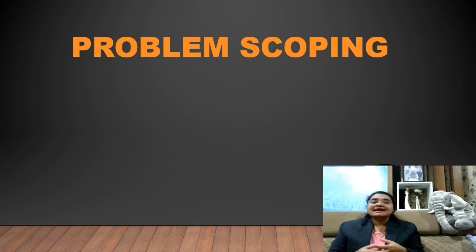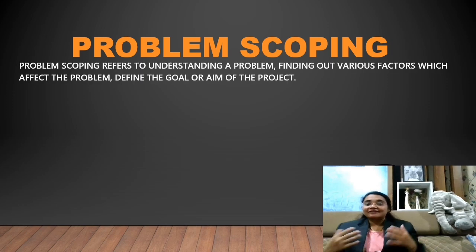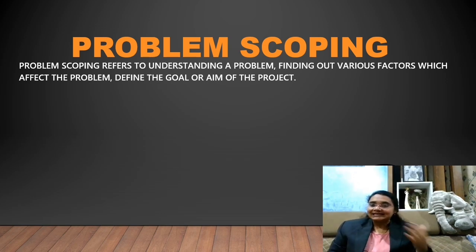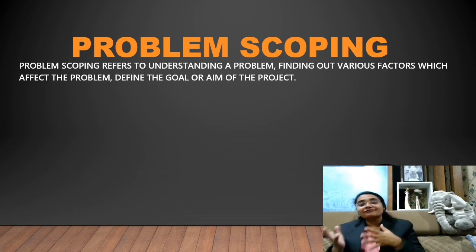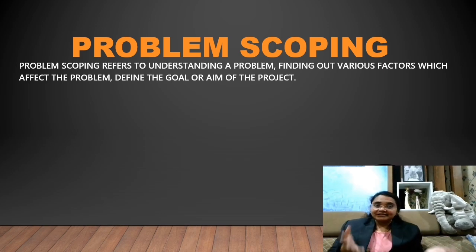What is the first phase of the project cycle, students? Problem scoping. Let's see what we are going to cover in this topic. The first one is problem scoping refers to understanding a problem. In problem scoping, first of all, we are going to understand what project we are going to have, how the project is going to be dealt with, what problems we are going to cover in that, and what various factors will affect the problem, and we are going to define the goal or aim of the project.